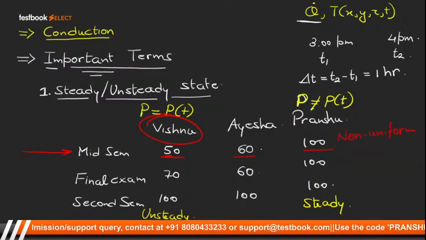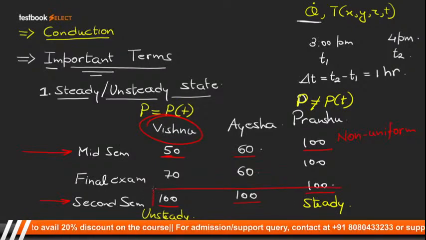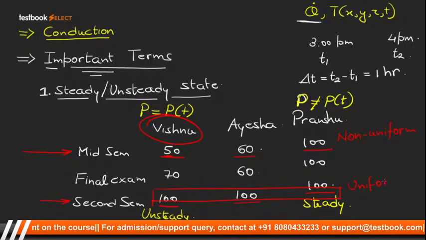But check, if I consider second semester, again I have taken a photo. I am talking of a particular time instant. For second semester, what is the value at point Vishnu? 100. What is the value at point Aisha? 100. What is the value at point Pranshu? 100. So all the points have the same value. So this will become uniform.